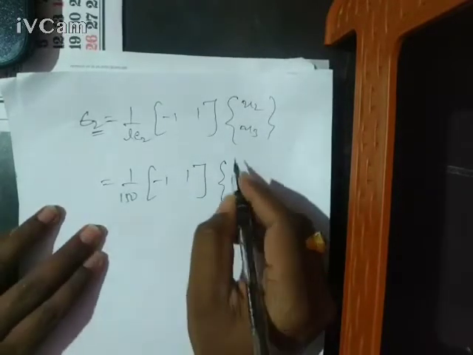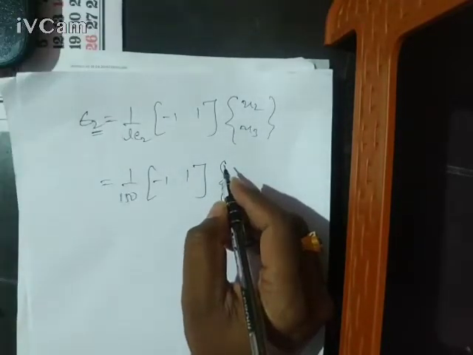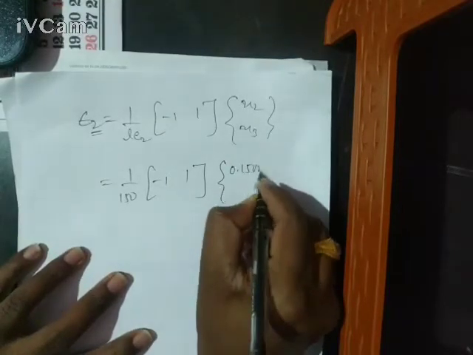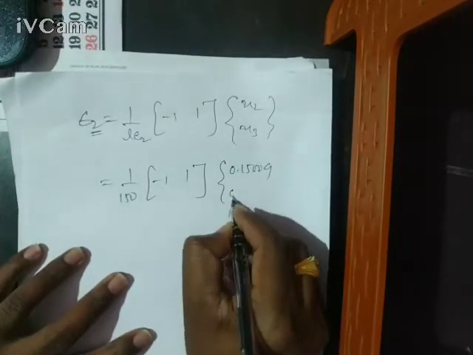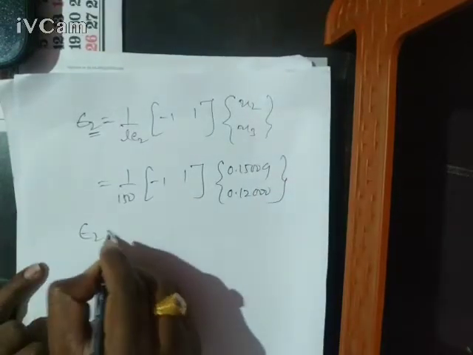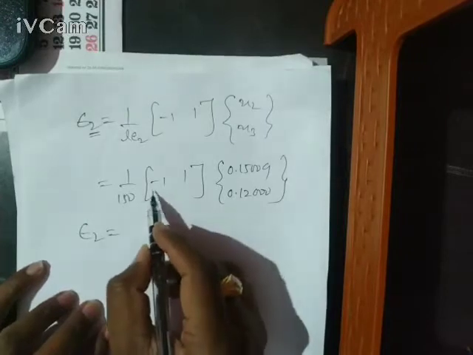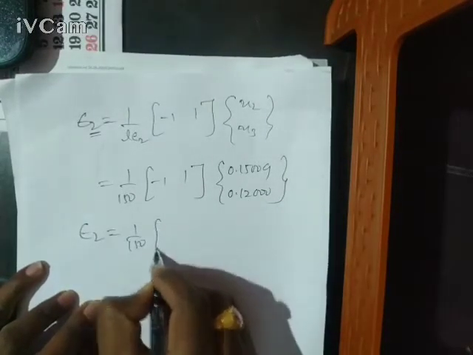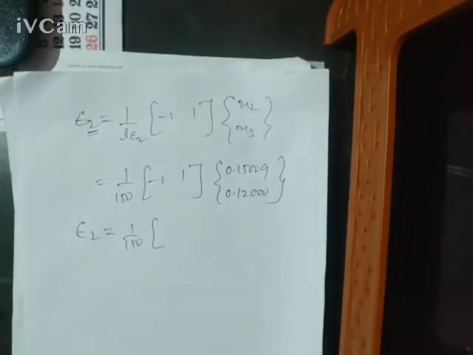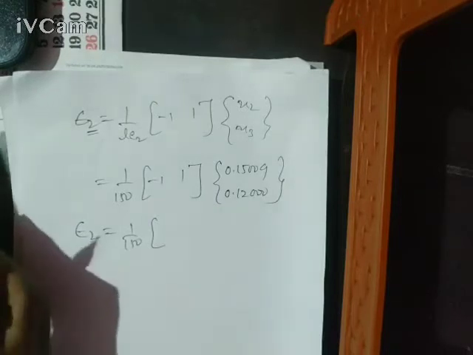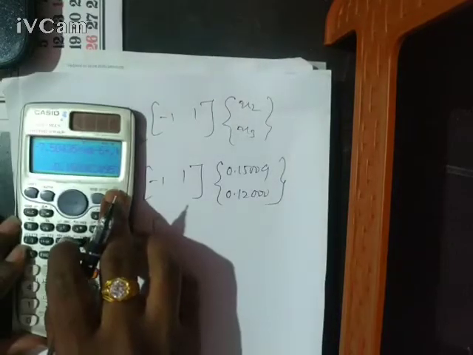And what is u2? We know that just now we got u2 as 0.15009 and my u3 is 0.12000. So fine, what is strain 2? Again I will be multiplying this matrix into this matrix. So 1 divided by 150 into 1 divided by 150 into, yes, so how much will I be getting?